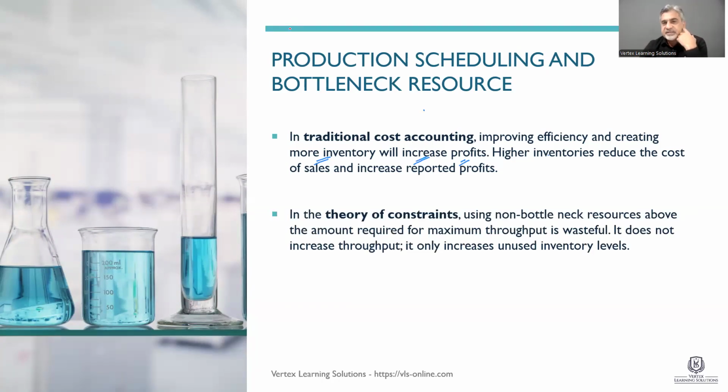In the theory of constraints, oppositely, using non-bottleneck resources above the amount required for maximum throughput is wasteful. Using non-bottleneck resources above the amount, which means that the non-bottleneck resource was 100 in department A and 90 in department C. So if you start making 100 units or 90 units, it will be wasteful because you will have an extra pile of stock with you. Because in between the department can only do 60. So even if you make 100, this will only process 60 and 40 units will remain here. It increases unused inventory levels.